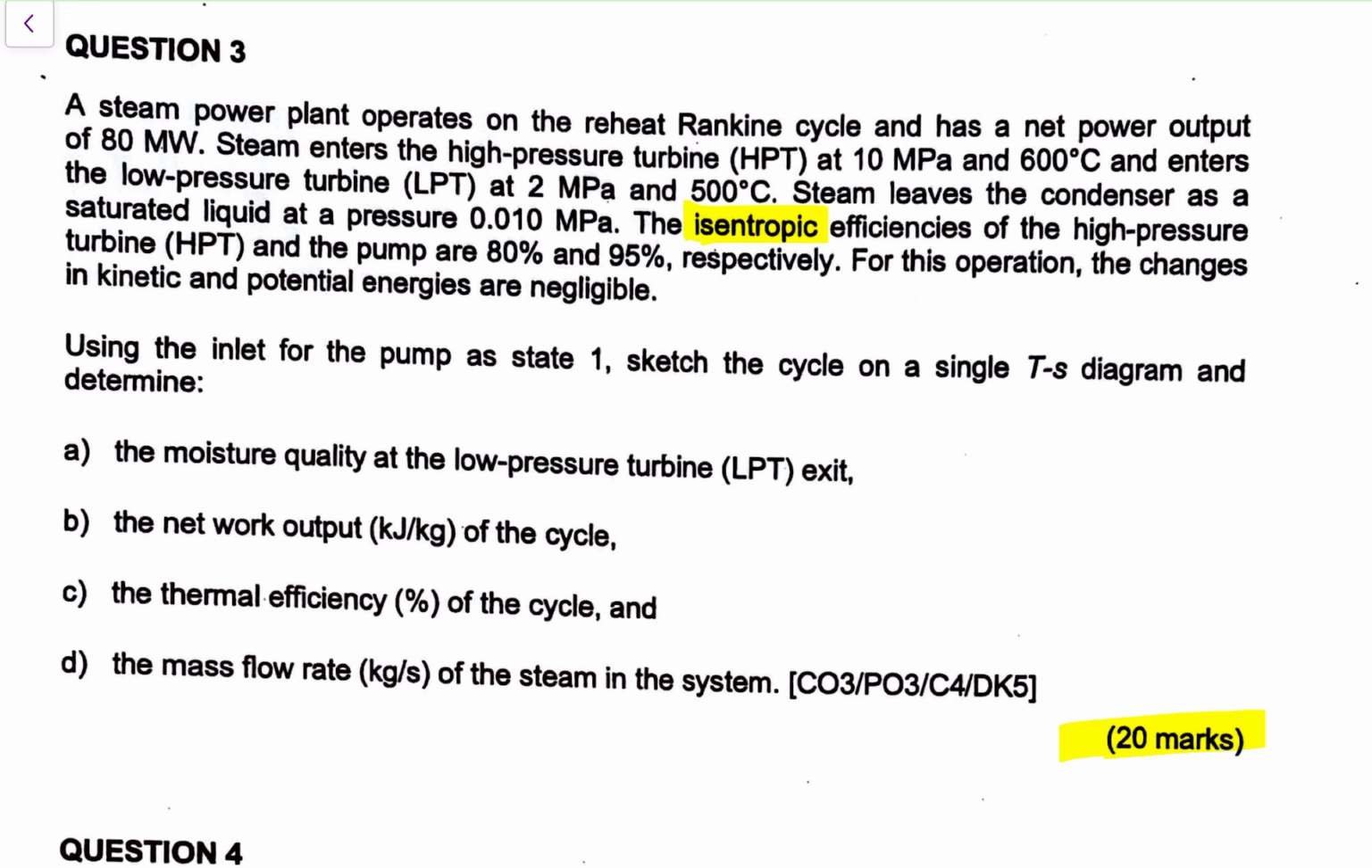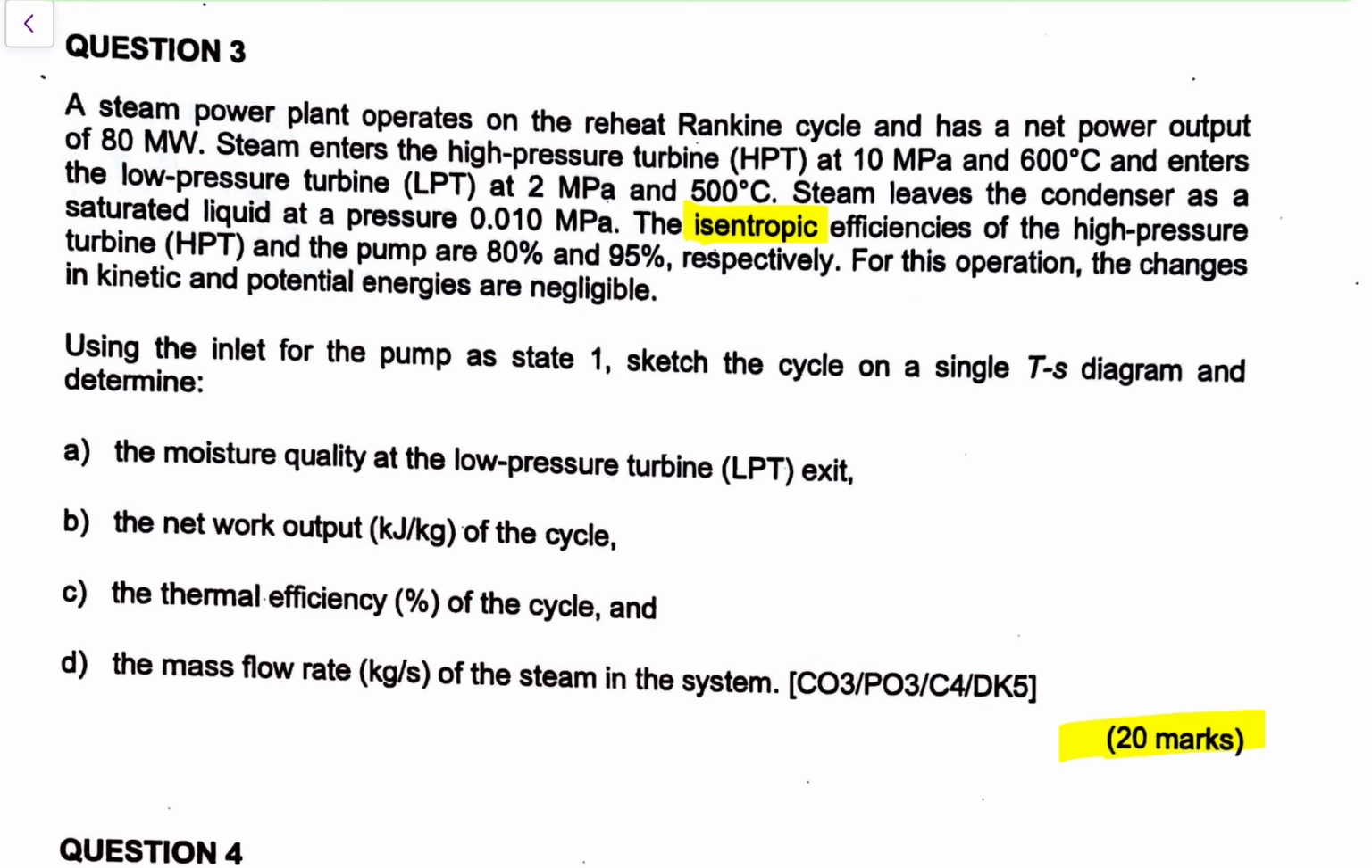Using the inlet for the pump as state 1, sketch the cycle on a single TS diagram and determine the moisture quality at the low pressure turbine (LPT) exit, the net work output in kilojoule per kilogram of the cycle, the thermal efficiency in percentage of the cycle, and the mass flow rate of the steam in the system in kilogram per second.